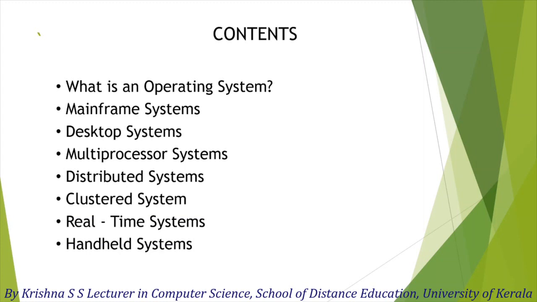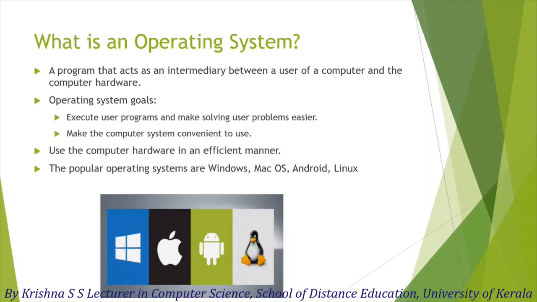That is, first we will discuss the definition of an operating system. Then we will discuss different types of operating system. That is, mainframe systems, desktop systems, multiprocessor systems, distributed systems, clustered systems, real-time systems, and handheld systems. We will discuss what is an operating system.